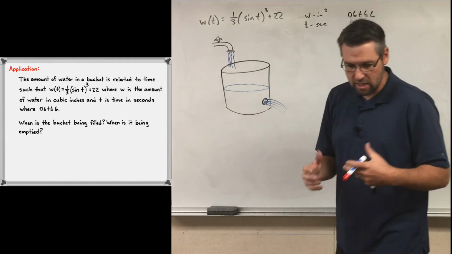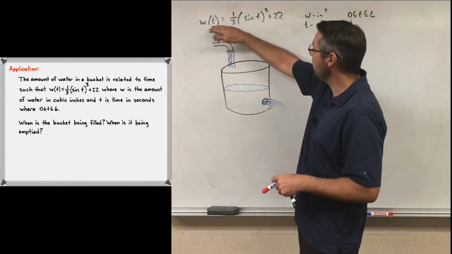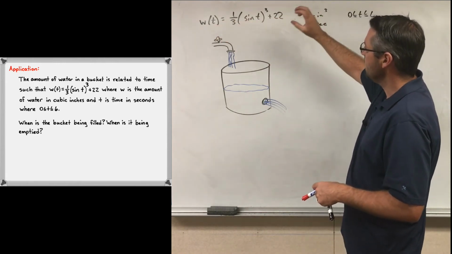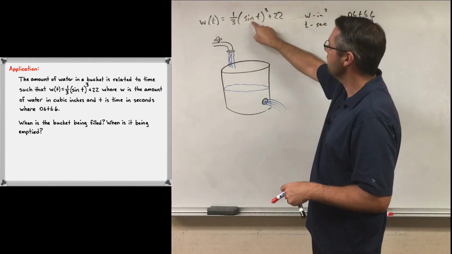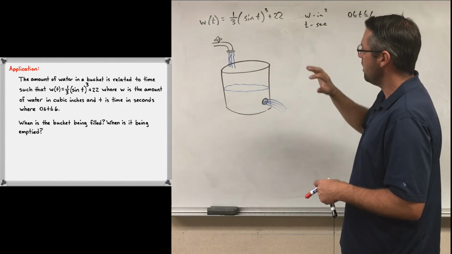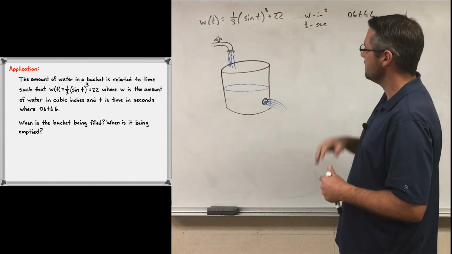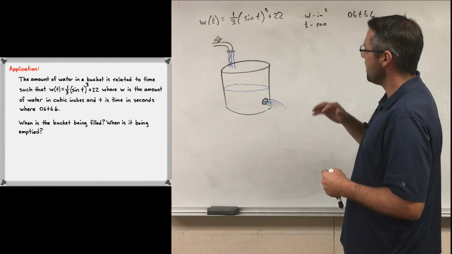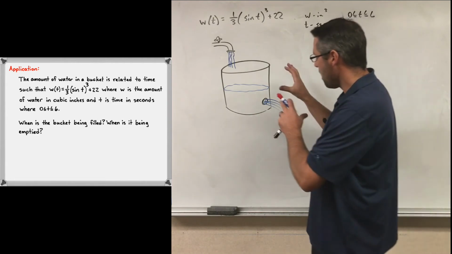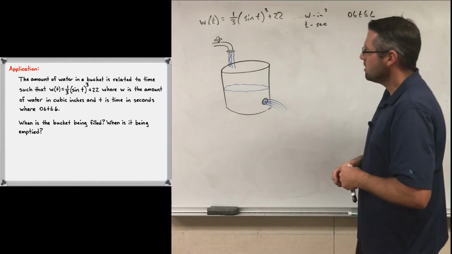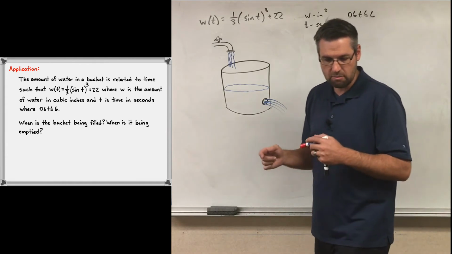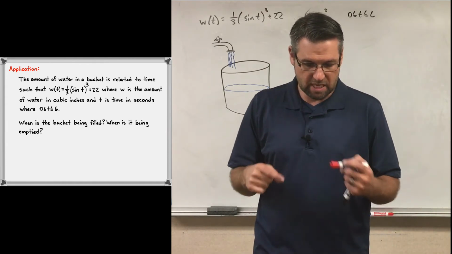And the reason that could be the case is because W represents the amount of water in the bucket. And because this is a sine function, it's some sort of function that's going to reciprocate. It's going to keep bouncing back and forth somehow. And so we're obviously going to get different levels here. So the question is, when is the bucket being filled and when is it being emptied?